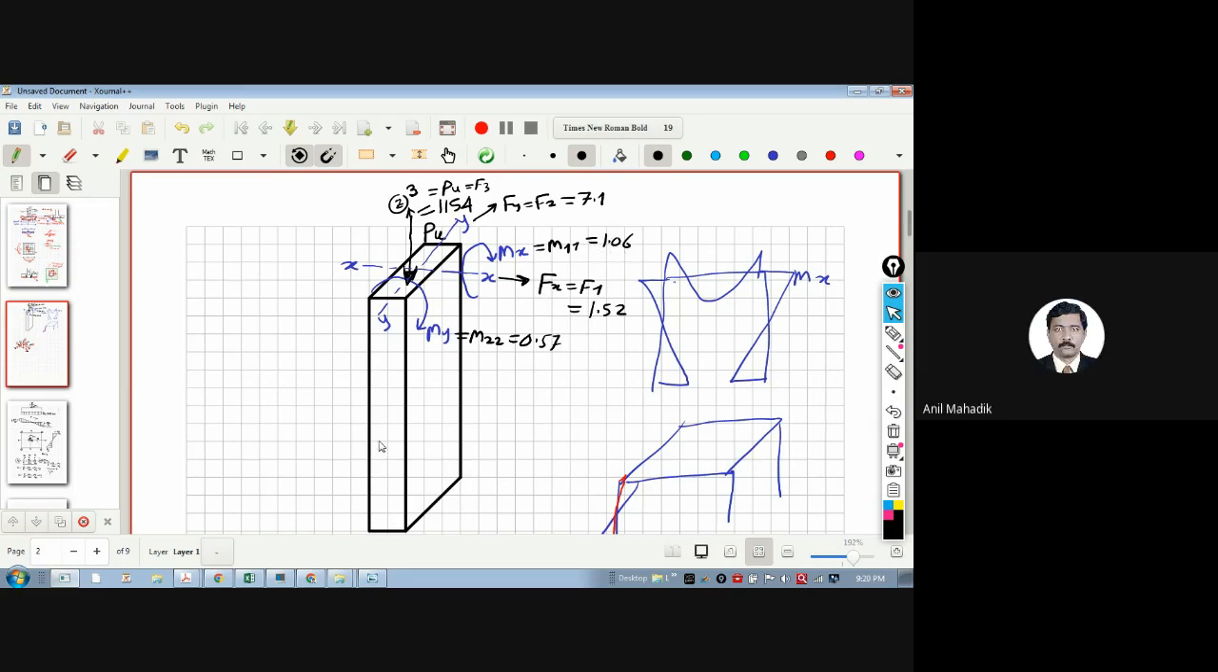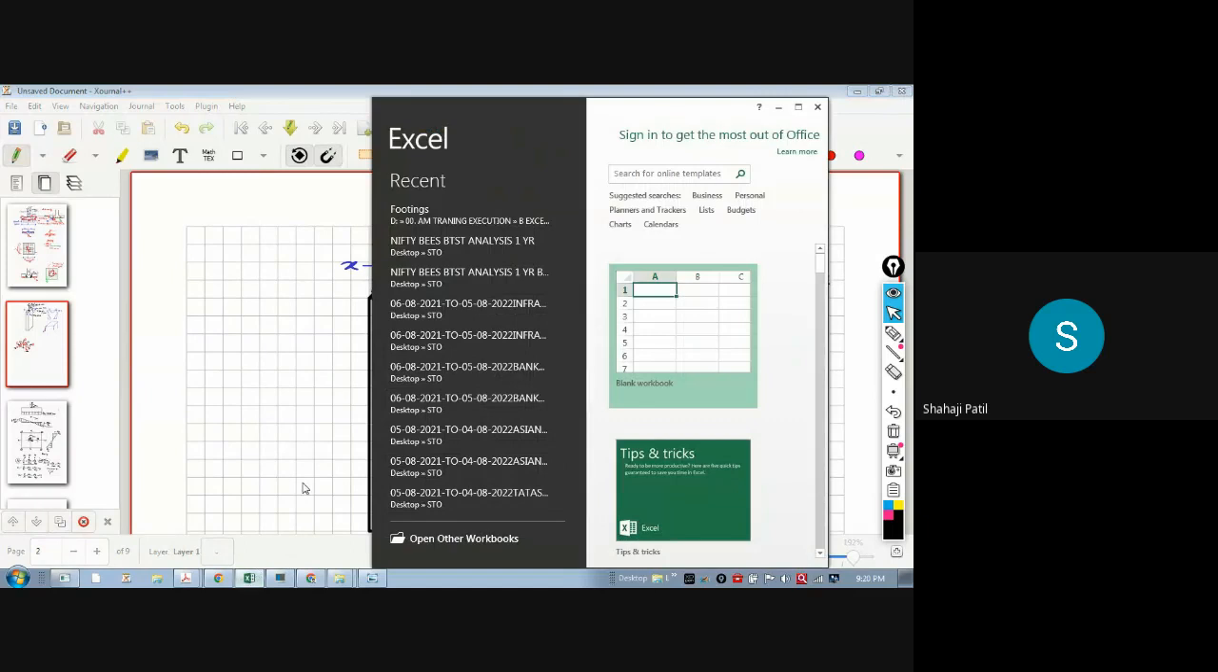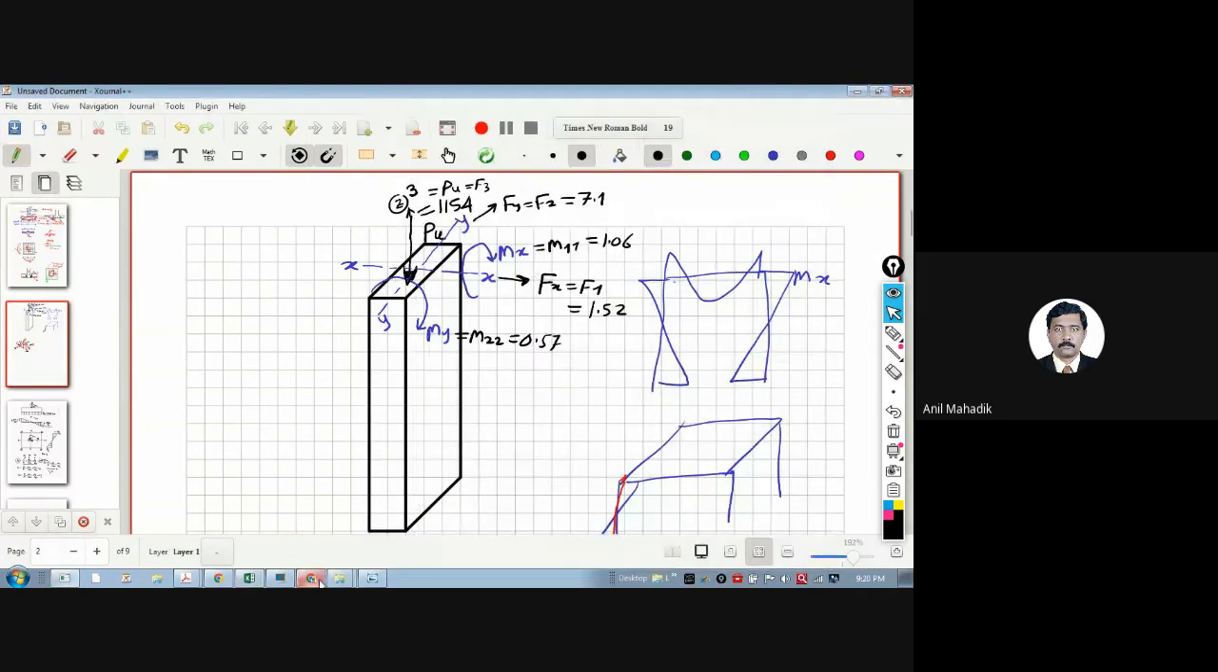If this value is negative in ETABS, so whatever we have seen, there are some negative values also. Okay. So when it is negative, then put the negative values. So I would suggest in the Excel program, do it.